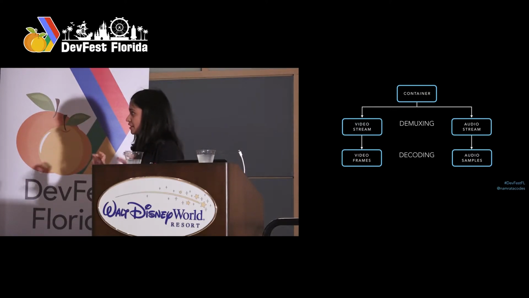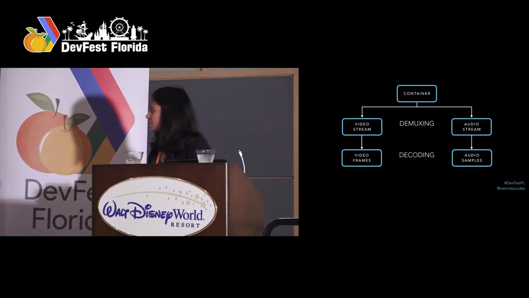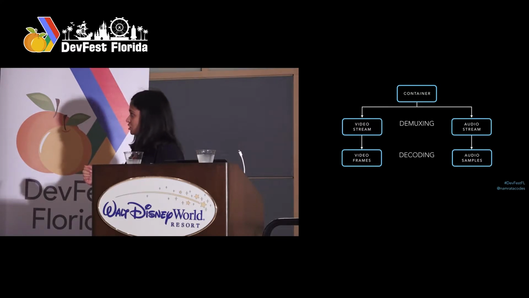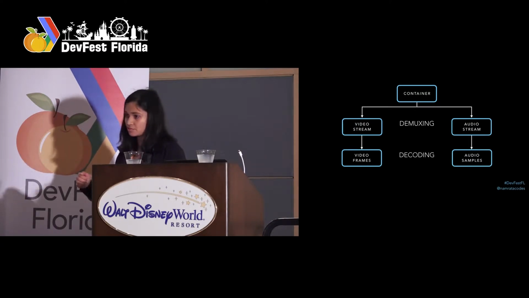Both these streams are encoded. And some of the popular encoding formats used in videos today are H.264 and VPX, which was introduced by Google. So if you wanted to operate on the raw data, you would have to decode these streams. The video stream is decoded into video frames, and the audio stream gets decoded into samples.